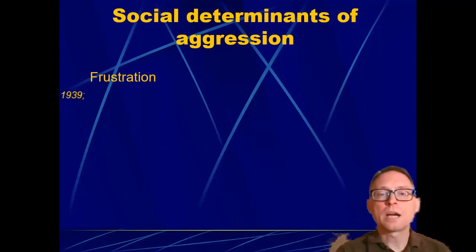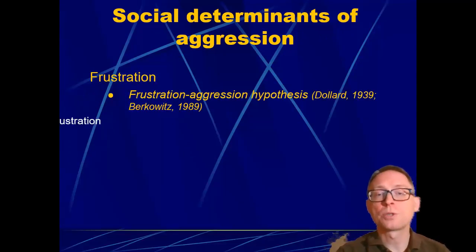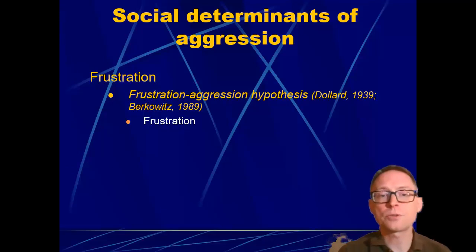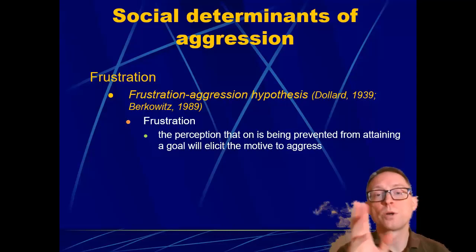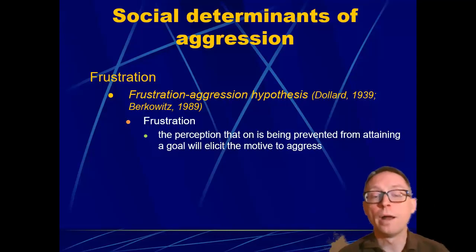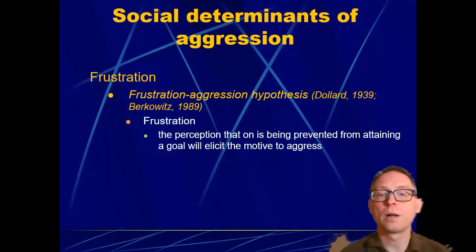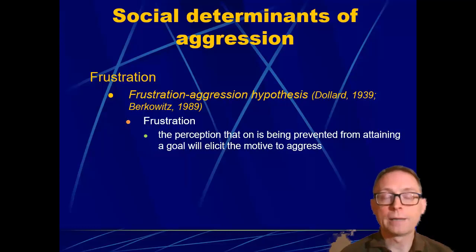So we need to talk about frustration. Now, when we talk about frustration, we're talking about the frustration-aggression hypothesis. The frustration-aggression hypothesis originally states that when you experience frustration, which we're defining as the perception that one is being prevented from attaining a goal, then you're going to be aggressive. So let's say that you feel like I am frustrating you from your goal of getting a good grade, right? Well, the frustration-aggression hypothesis would say that frustration should lead to aggression towards me.